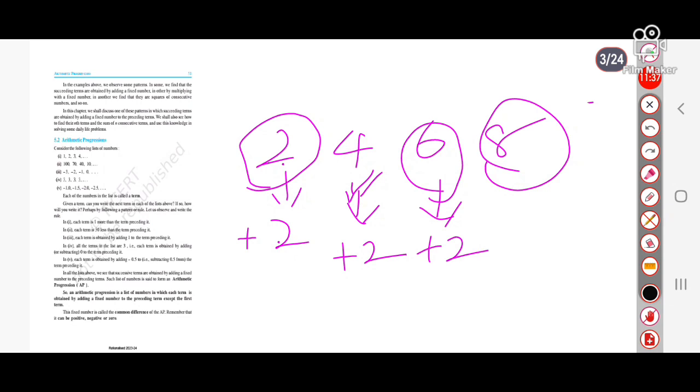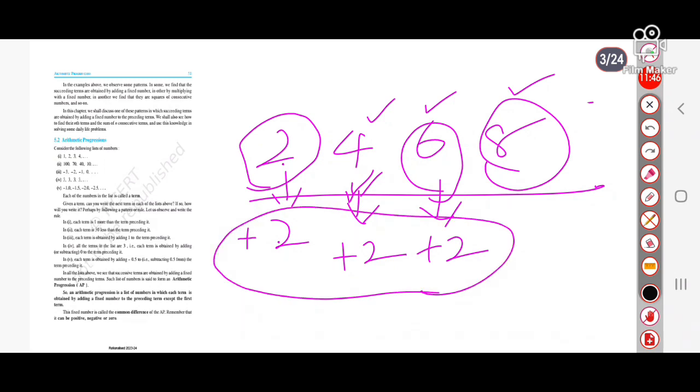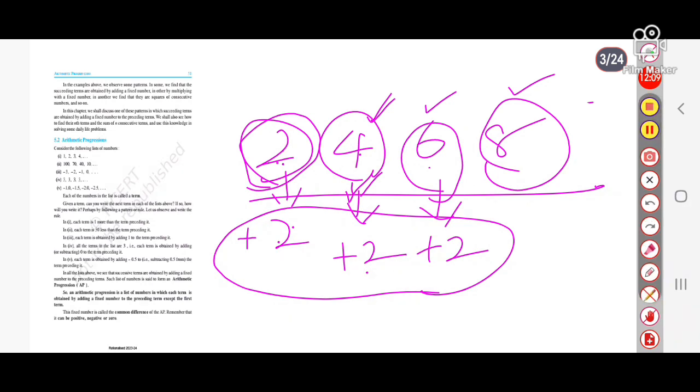That is the successive terms present in the entire sequence. So this is obtained by adding a fixed number, that is 2, to the preceding terms. So for obtaining 4, we have to add 2 to the preceding one, that is 2. To obtain 6, we have to add 2 to the preceding one, that is 4. Similarly, it goes on. So the sequence that is obtained by adding 2 to the previous term is called an arithmetic progression. So this is a basic explanation of this unit in class 10, right?